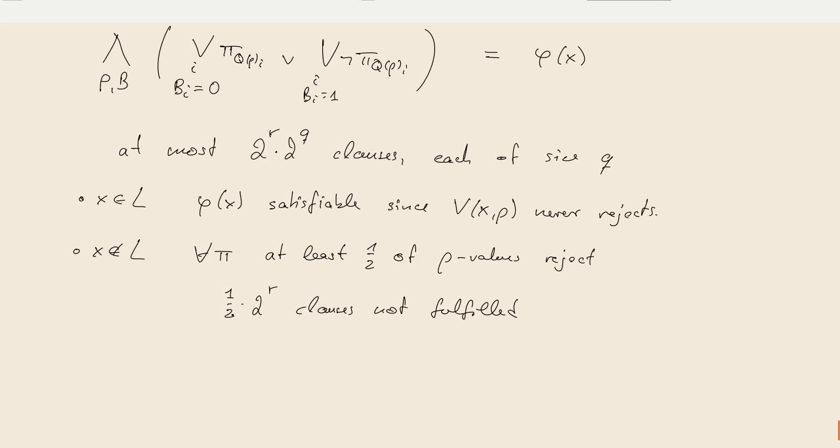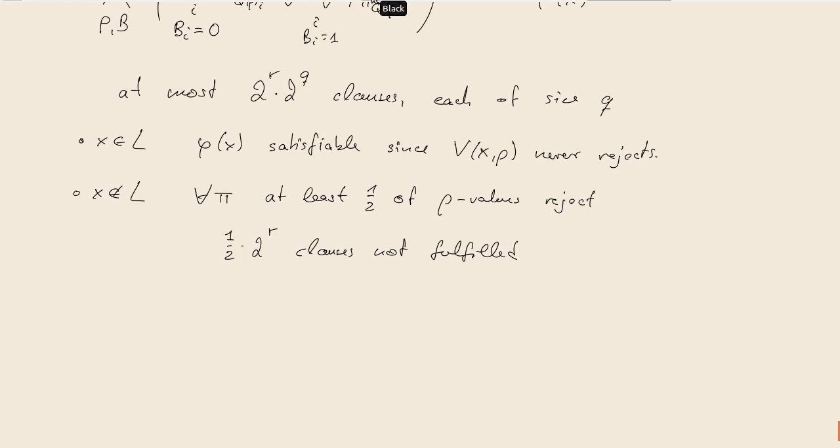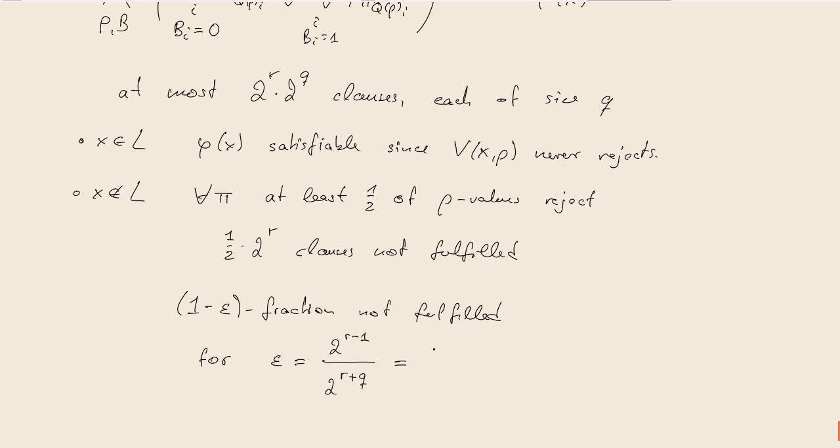And that means for every variable assignment, these clauses cannot be satisfied. And by the bound on the number of clauses, this 1 minus epsilon fraction is not fulfilled, for an epsilon that's exactly this divided by the maximal number of clauses that we can have, which was this r plus 2 to the r, 2 to the q. And that's just canceling out the r, 2 to the minus q minus 1.